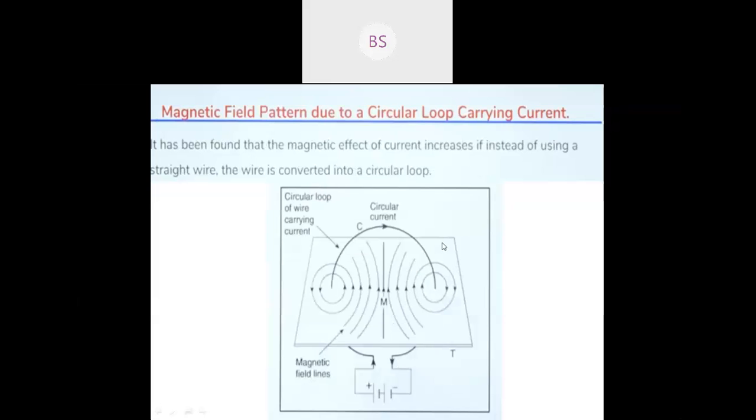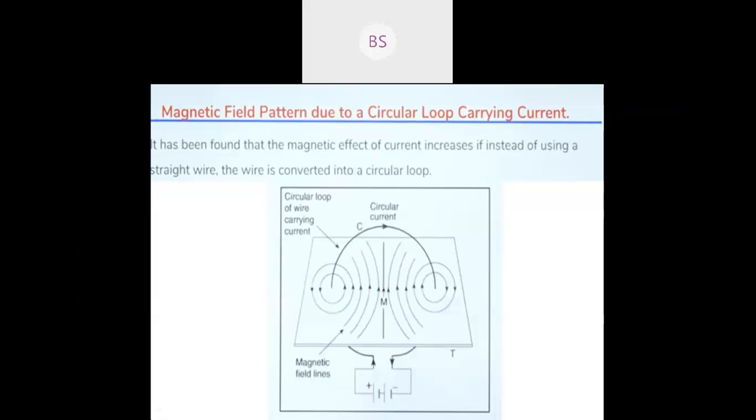Okay, now we'll come to the next one, that is magnetic field pattern due to a circular loop carrying current. So first we have studied about the magnetic field and field lines due to current in a straight wire. Any doubt in a straight wire? What observation have we done?